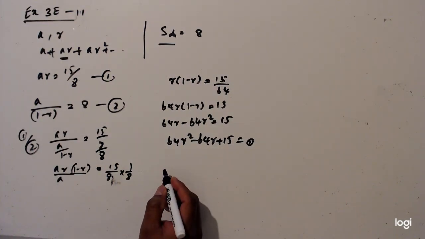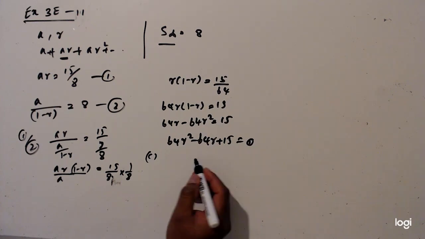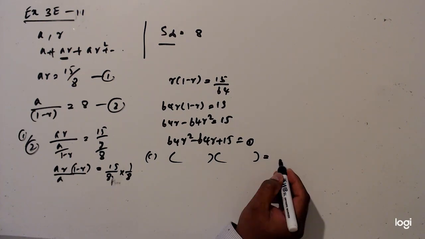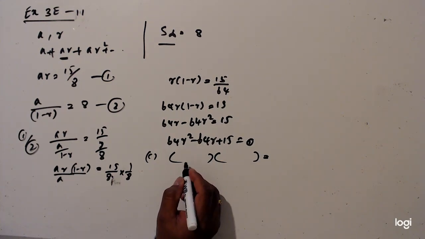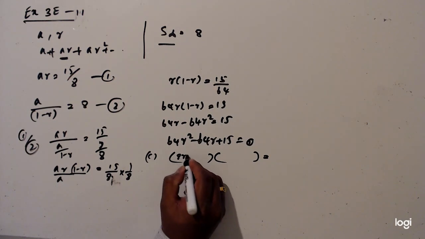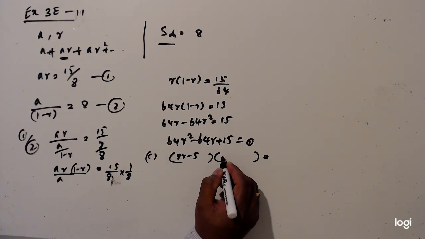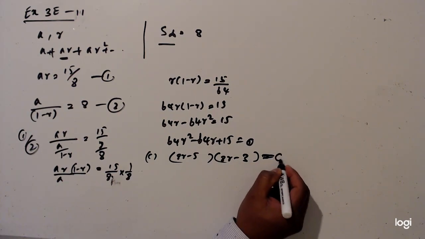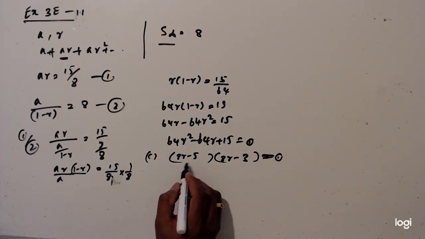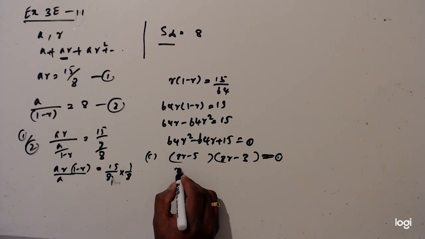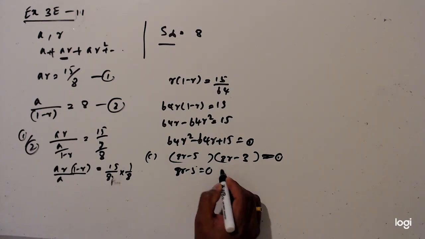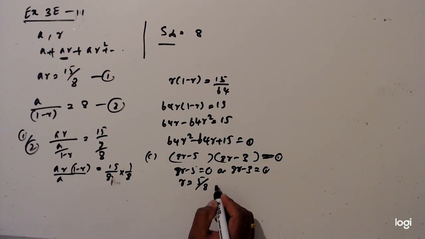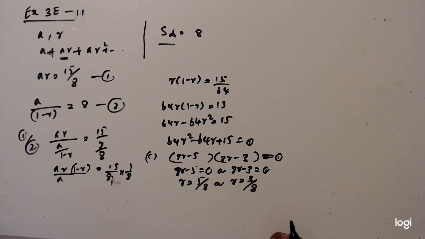Part C, we need to find the values for this r. We can factorize this one. So 8r minus 5 equals 0 or 8r minus 3 equals 0. So r equals 5 over 8 or r equals 3 over 8.